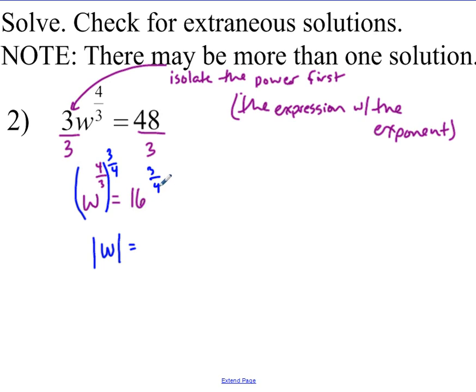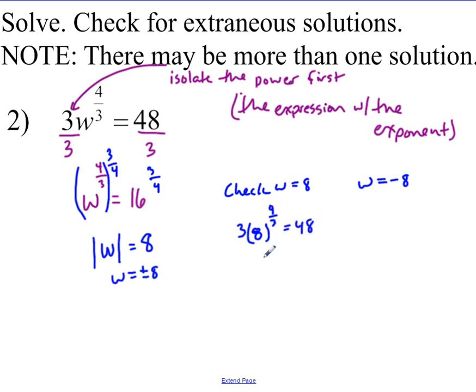16 takes the 4th root of it. That's a 2. 2 cubed is 8. I think that's going to work out. You can confirm that with your calculator. So this is going to give us w equals plus or minus 8. Go ahead and do both those checks. So check that w equals 8 and that w equals negative 8. And that simply means sub it back into the original equation in place of w, and then just use your calculator to confirm that it works.